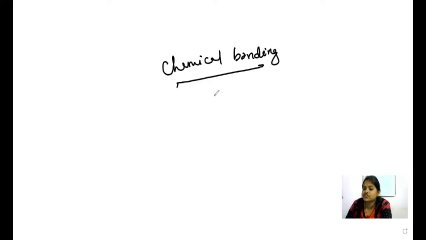Today we will talk about chemical bonding. This is our chapter, and in this chapter we will discuss the different types of bonds, what type of force of attraction will exist between them, and how bonds are formed between the molecules. So first, our content is how many bonds there are, meaning the types of bonds.